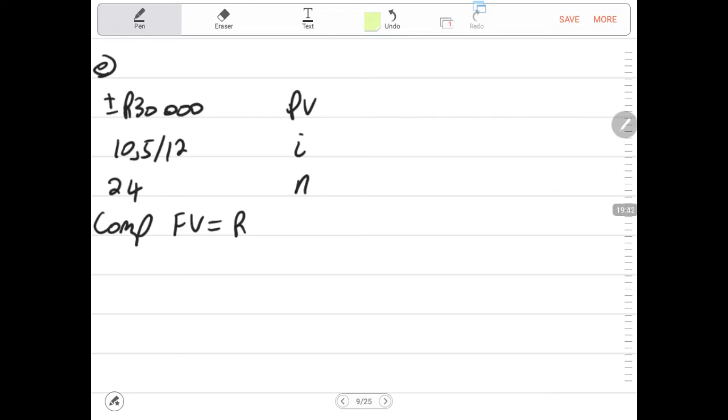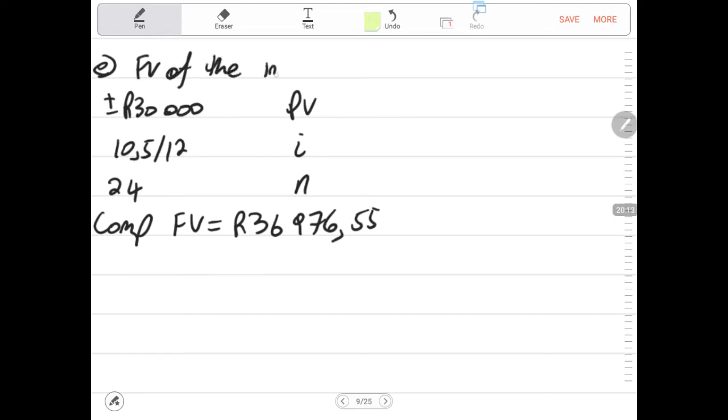So we say plus minus 30,000 rands is our present value. 10.5 divided by 12 is our interest. 24 is N. Then we compute the future value. That means after 24 months we will have 36,976 rand 55 cents. Meaning, in other words, under number E, we first calculated the future value of the initial deposit.